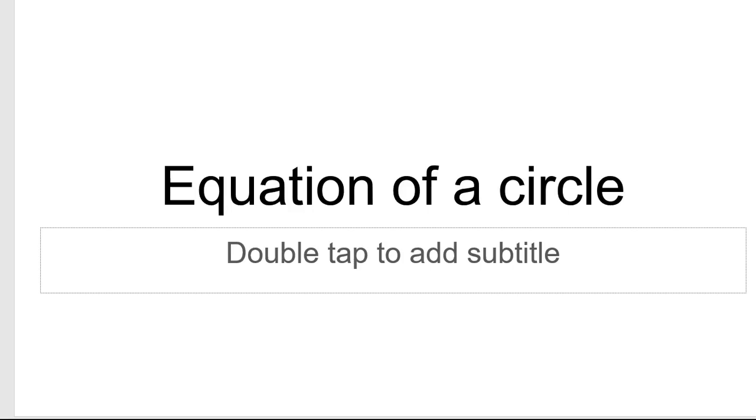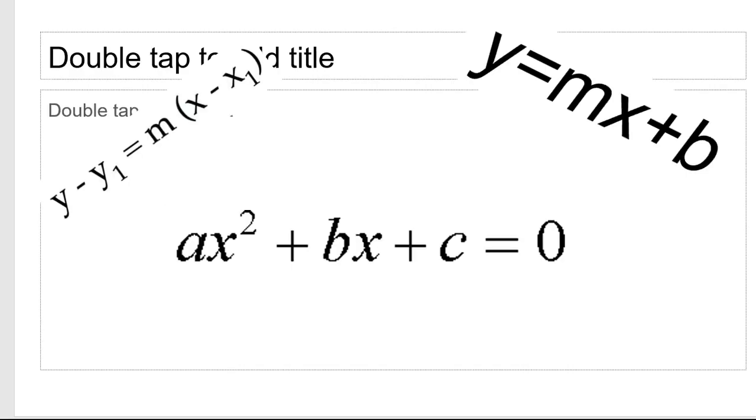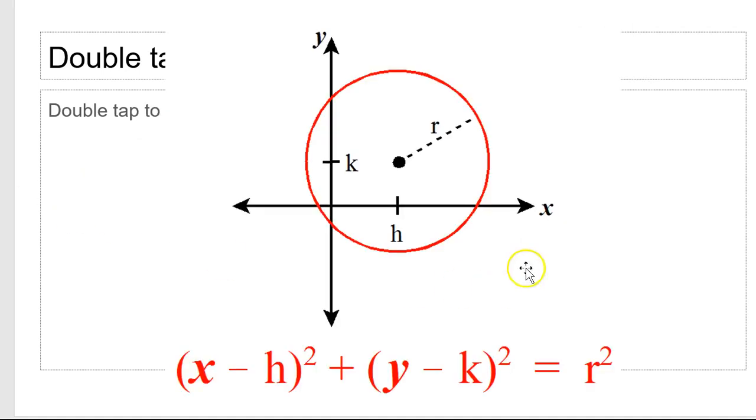Alright, so in this slideshow we're going to talk about the equation of a circle. We've talked about y equals mx plus b, which you've seen in Algebra 1, and hopefully you've seen point slope form. We've talked about ax squared plus bx plus c, and we've also talked about vertex form. So now we're going to talk about the equation of a circle.